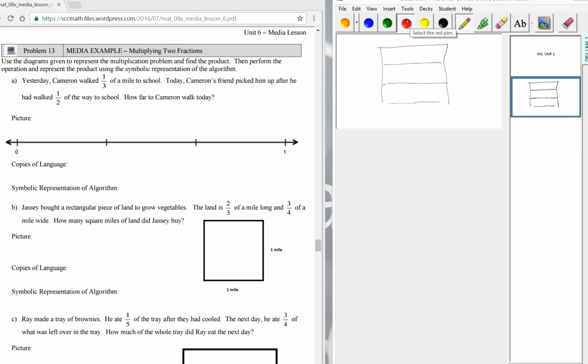Okay. Let me change colors. Then we have 3/4. So I'm going to cut this way into quarters. Okay. So this right here is 3/4 of 1. This is 2/3 of 1 going all the way across. So if it's 2/3 by 3/4, it's this 1, 2, 3, 4, 5, 6 pieces. And notice the total number of pieces in the unit is 12. Okay. So 2/3 of 3/4 is 6/12, or 1/2, of a square mile.